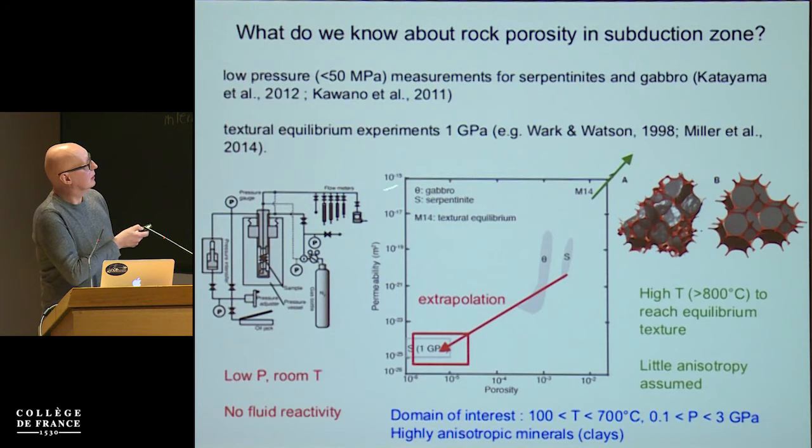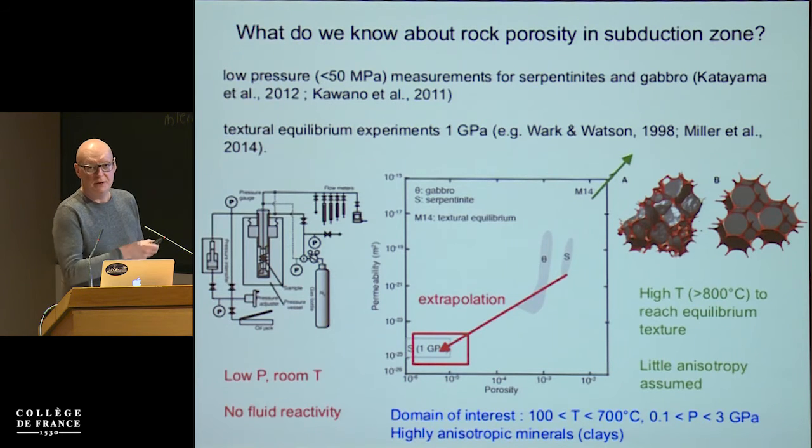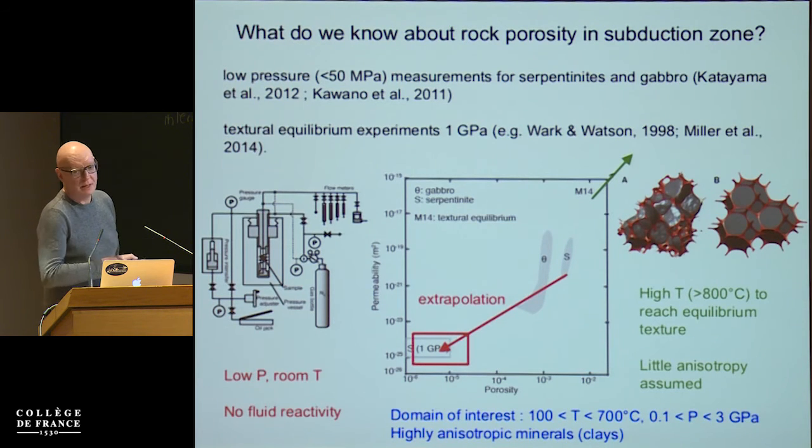Another way to characterize porosity is to do textural equilibrium experiments. Some have been done on quartz and olivine. For that, you have to go to very high temperatures to reach equilibrium texture. And you can get this kind of pattern of porosity, which is governed by a single parameter, the wettability, the wetting angle of the fluid.